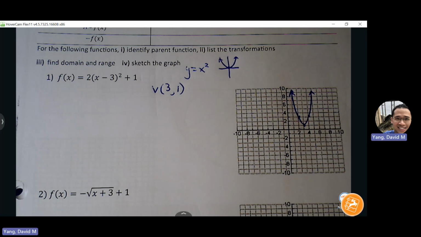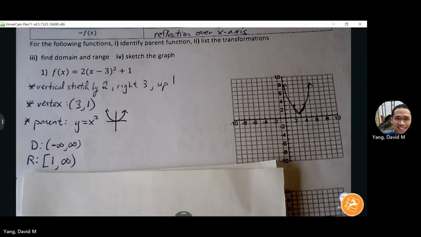Okay, so let's list out our domain and range. Domain is going to stay the same as the parent graph, but the range is going to change a little bit because we're going to start at 1, because the graph did shift to the right, shift up 1 unit. So start at 1 and go up to positive infinity.